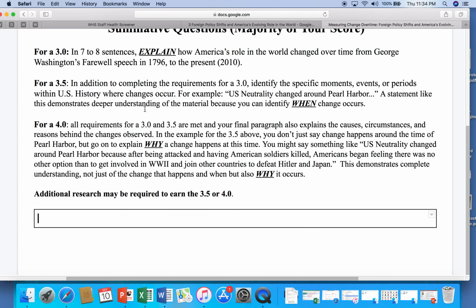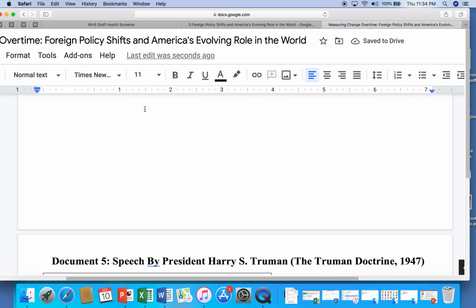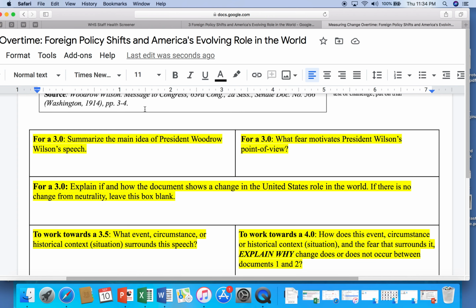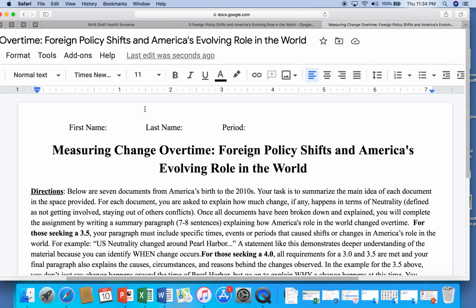So basically it's your job to go through the remaining 6 documents, fill out the chart, 3 questions if you're aiming for a 3, 4 for a 3.5, and 5 for a 4. And then you're going to do that summative paragraph at the bottom, which is really where most of your grade is and is absolutely required.